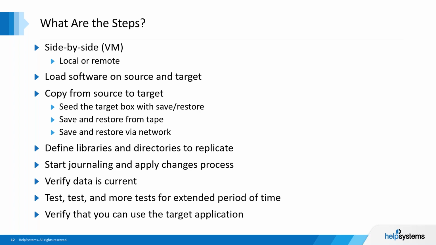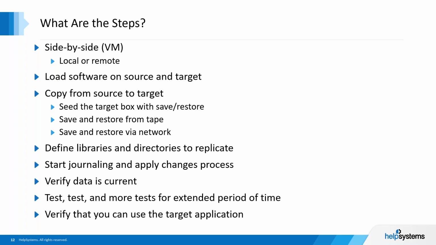What we have to do is load some software on source and target. That would be the Robot HA product in this case. We're going to probably then seed your system, as Mark likes to call it. You maybe have done a full system save. We can take that and cart it over to the new system if need be. If it's side by side, obviously it's easier to cart it over there. We also, however, could do save and restore via the network using the HA software itself. Then we can define libraries and directories to replicate and what we need to keep in sync. Start the journaling and apply changes process. We'll do that for you.